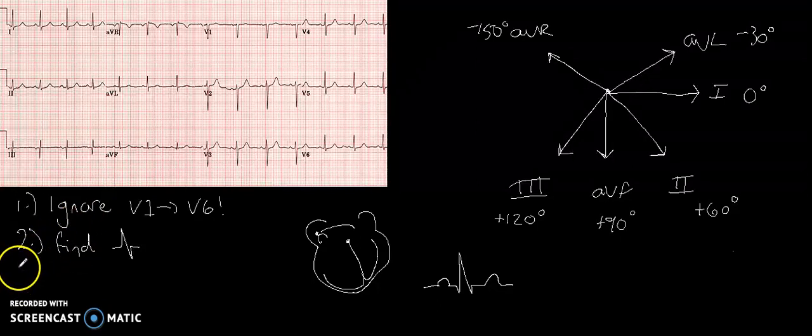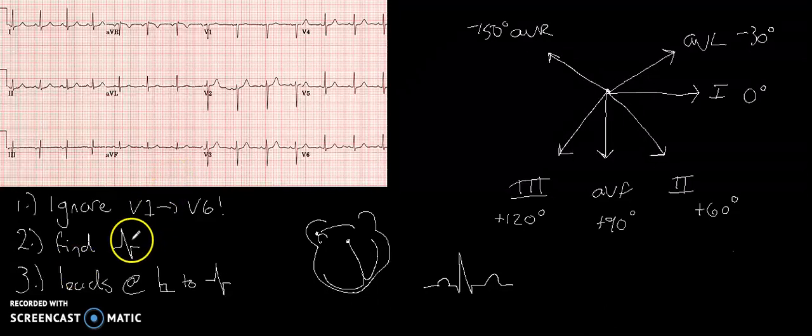Then after that, we want to look for, using the hexaxial diagram, the leads at 90 degrees to the isoelectric lead. Okay? Then after that, we need to ask ourselves a question. Which one of these leads has got a positive and which one has got a negative QRS? Okay?